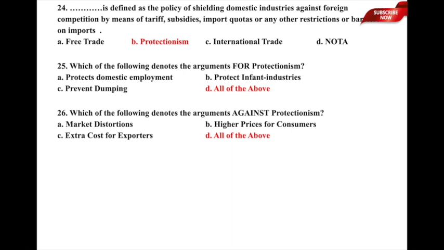The question is, which of the following denotes the arguments for protectionism? The first option is it protects domestic employment. Second is it protects infant industries. Third is it prevents dumping. For example, China is very efficient in the production of steel, and they produce these tin sheets or steel sheets on a very large scale.